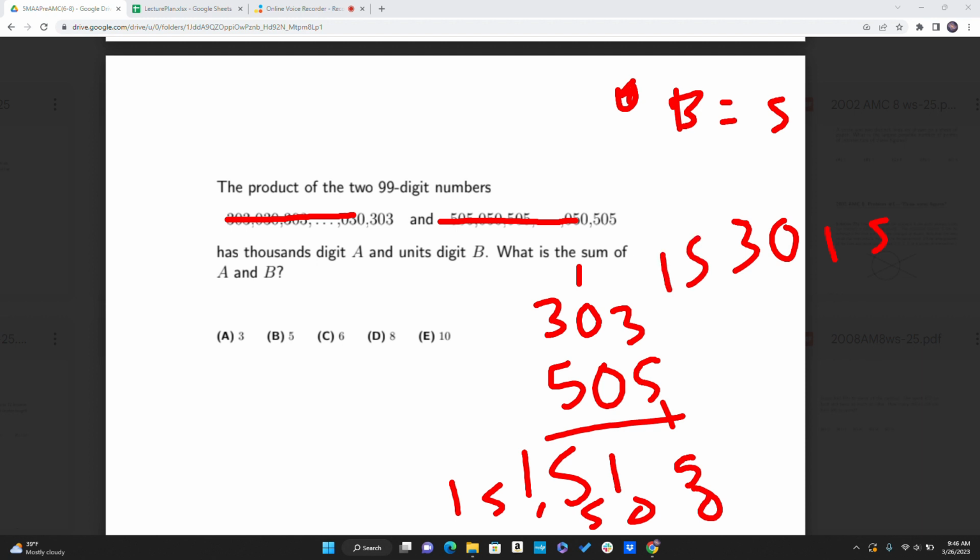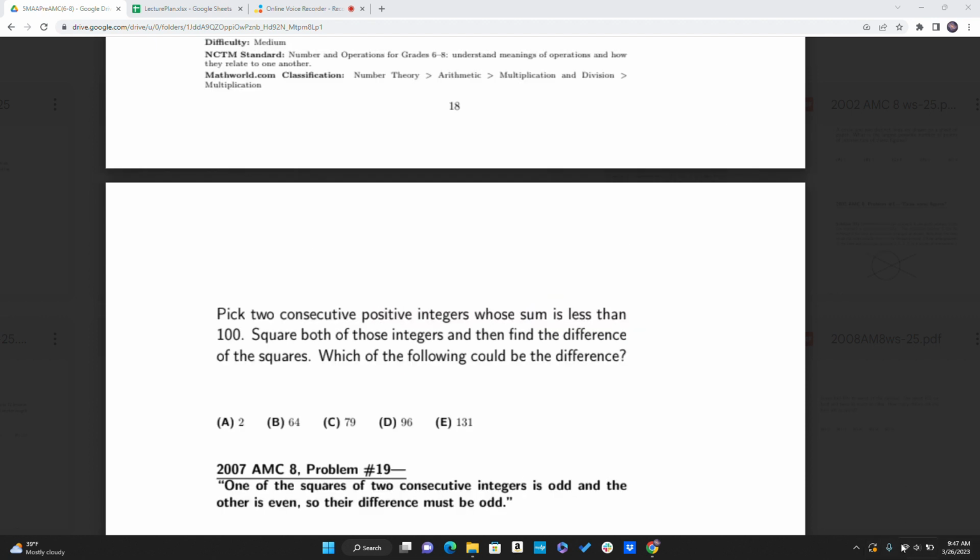So what's our thousands digit? That's our 3, right? The 4th digit is the thousands digit. So A equals 3. We want the sum of A and B. Remember, sum, think addition. A plus B, 5 plus 3, that is 8. Answer choice D.